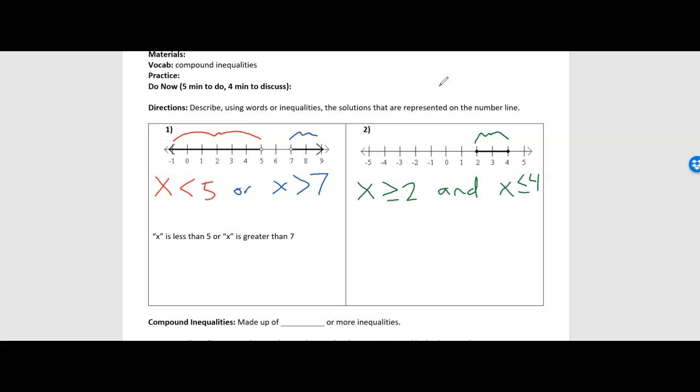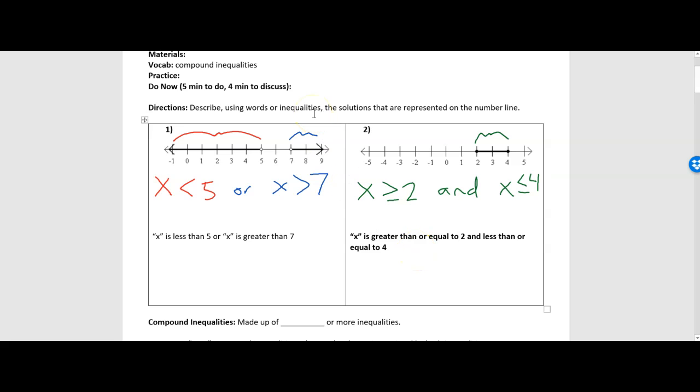The number has to be greater than or equal to 2, and it has to be less than or equal to 4. So if we were going to type that or write that out, we would say x is greater than or equal to 2 and less than or equal to 4. I just realized I made a small mistake earlier.